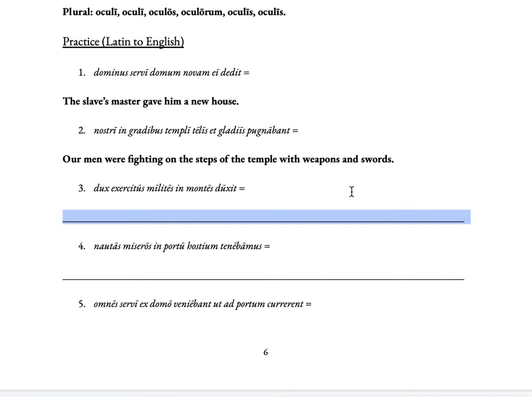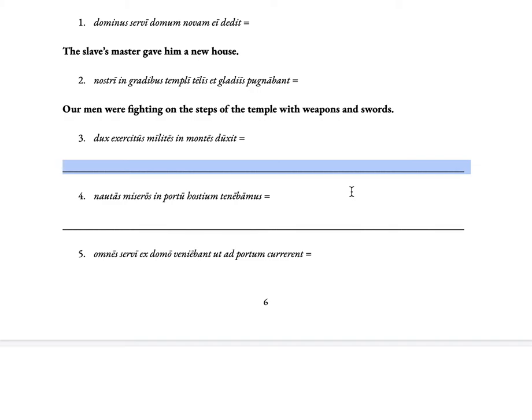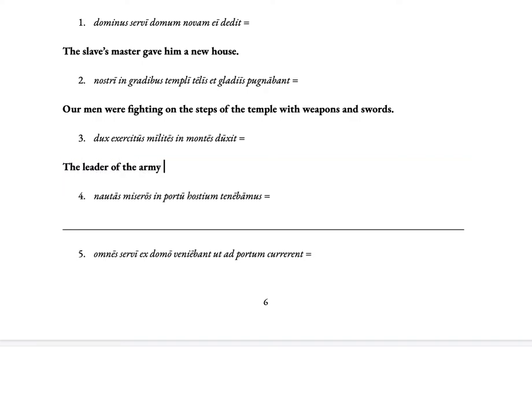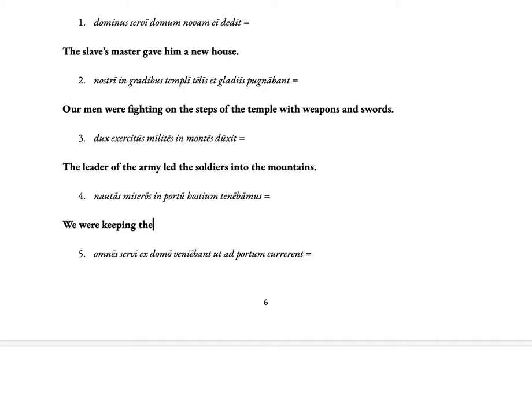And then in number 3, dux exercitus, milites in montes duxit. So the leader of the army, so exercitus is genitive singular, led the soldiers, duxit milites, into the mountains, in montes, in plus accusative. And then number 4, the main verb is tenebamus, which means we were holding, or keeping, perhaps keeping in this sentence, the nautas miseros, the wretched sailors, in portu, in the harbour, in plus ablative, of the enemy. So hostium is genitive plural.